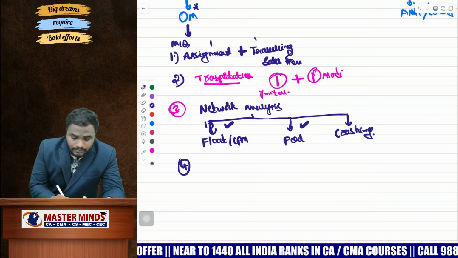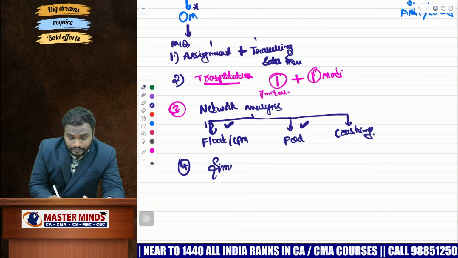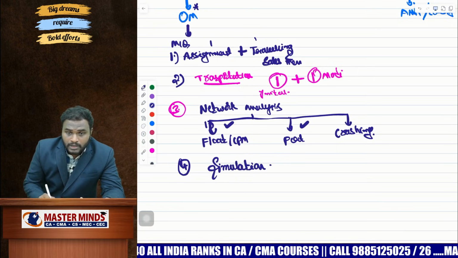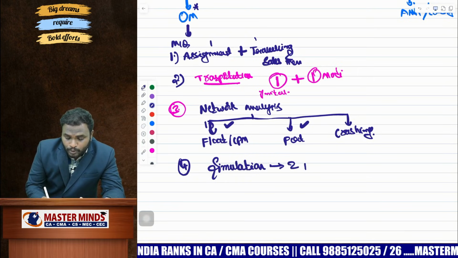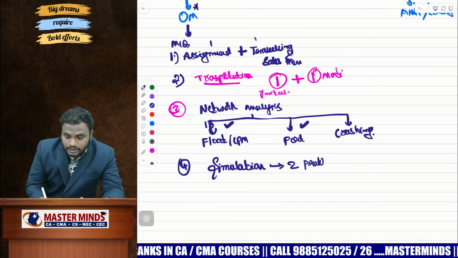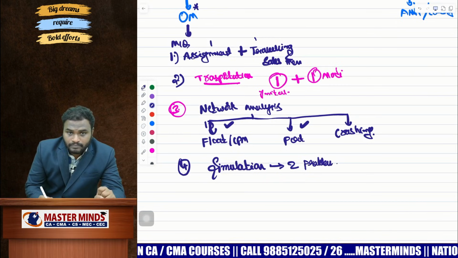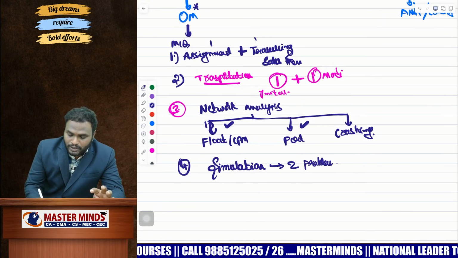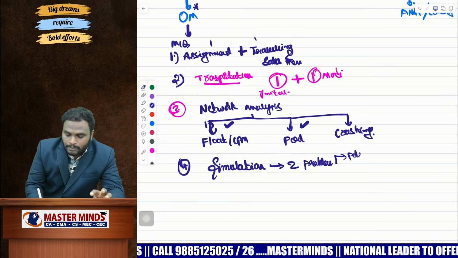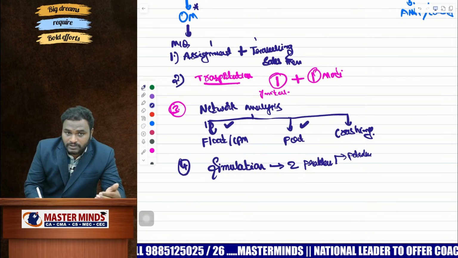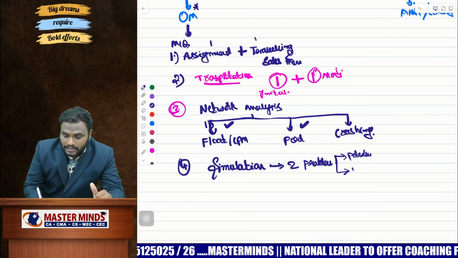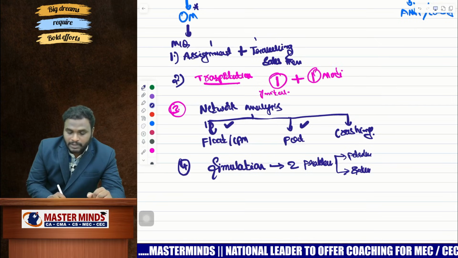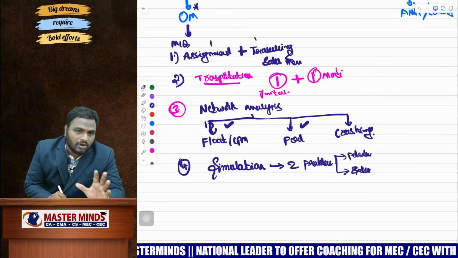And thereafter, simulation, one of the important chapters. In simulation, you have to practice 2 problems. One is the petrol bunk problem, and another is the bakery problem. Petrol bunk problem means cumulative customer visit time. You have to practice these 2 problems. That means these 2 problems will cover the majority of all the areas.